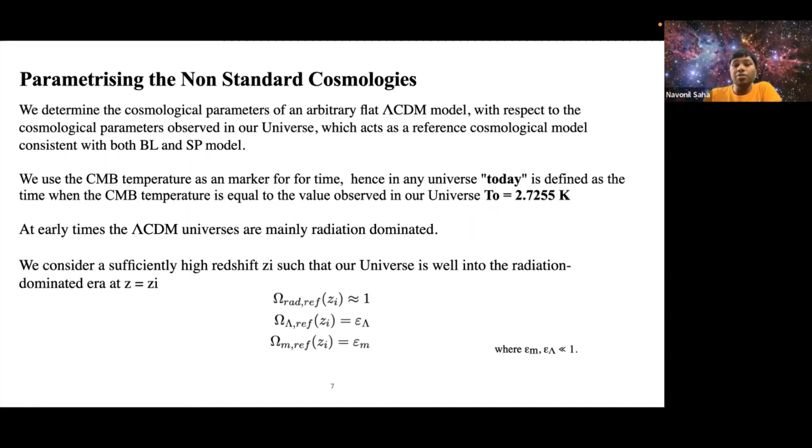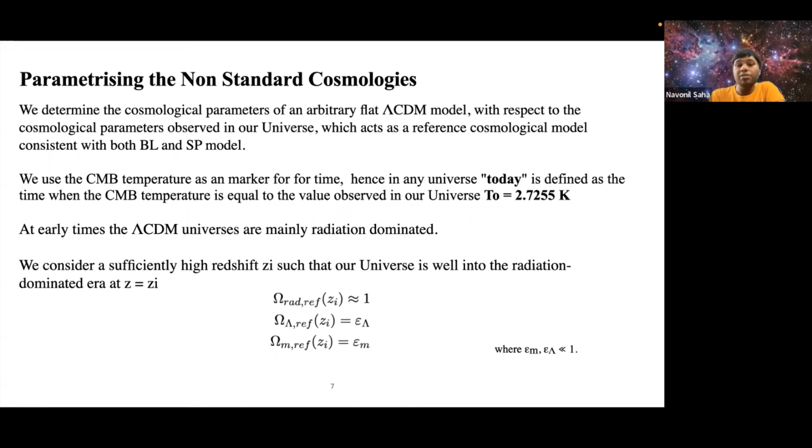Now we use the CMB temperature as a marker for time. In any universe, today is defined as the time when the CMB temperature is equal to the value observed in our universe, and this value is given by T naught equals 2.7255 Kelvin.